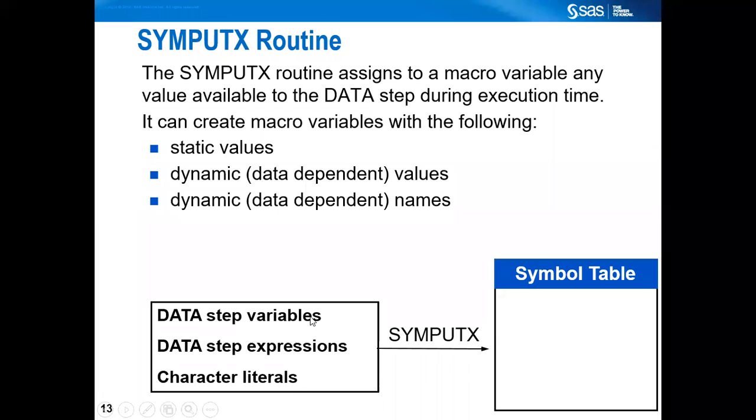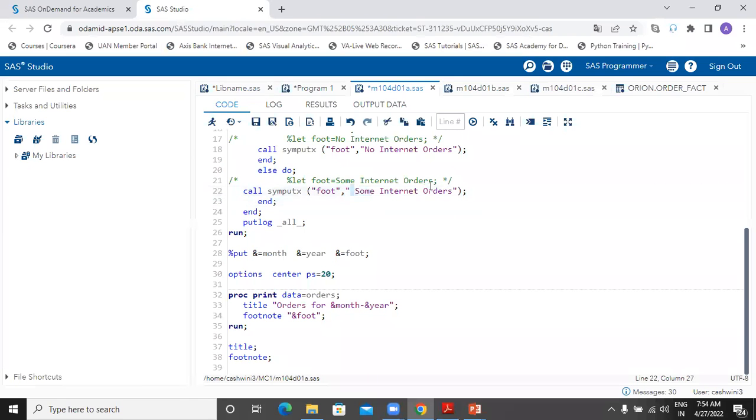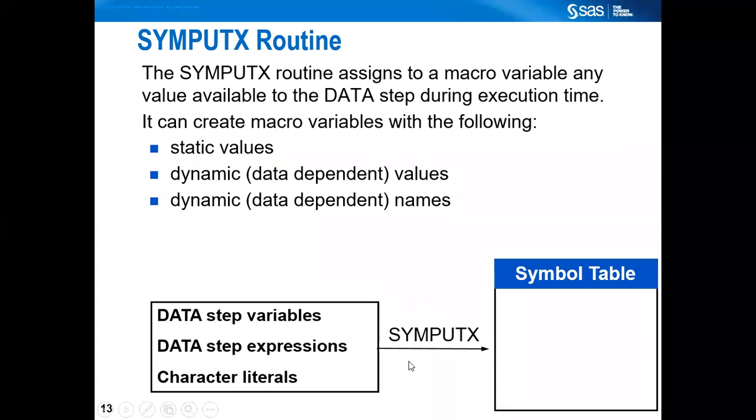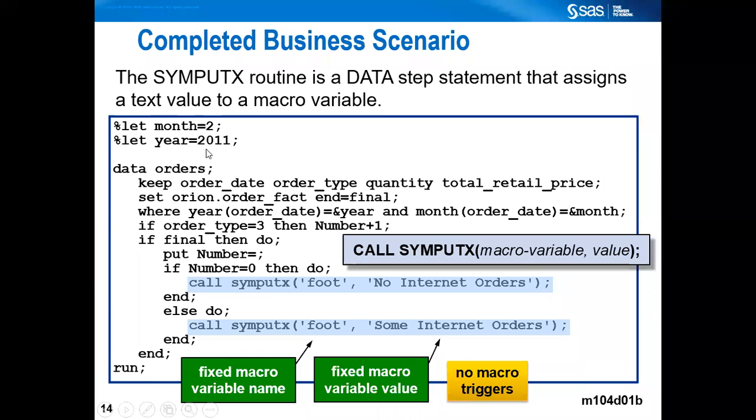So this is what it's telling. You can create a macro variable with input text using a data step variable, an expression, or a character literal. In our current example, we have created it with a literal. Why a literal? Because we have put this in quotation marks, so it's a character literal, right? All these ways of creating macro variables through SYMPUTX are saved in your global symbol table. Now look at this: your SYMPUTX routine is a data step statement that assigns a text value to a macro variable. So this is an execution-time statement.